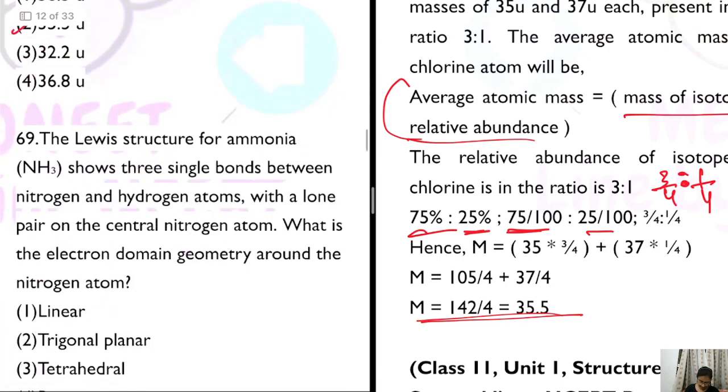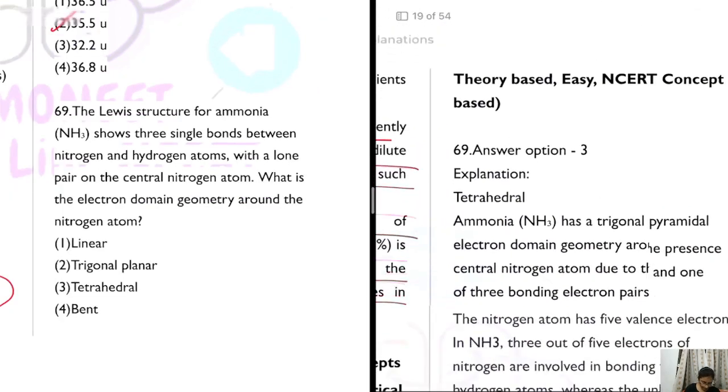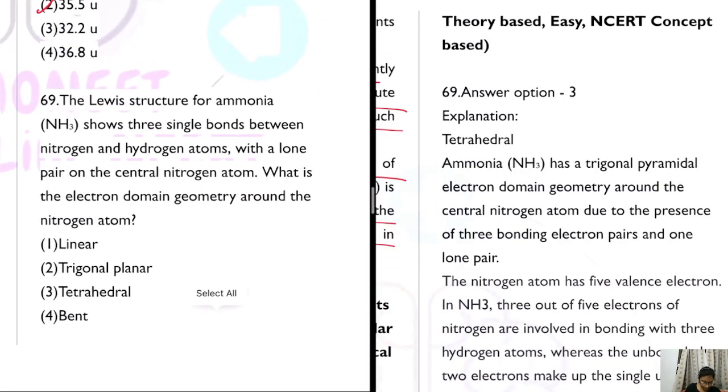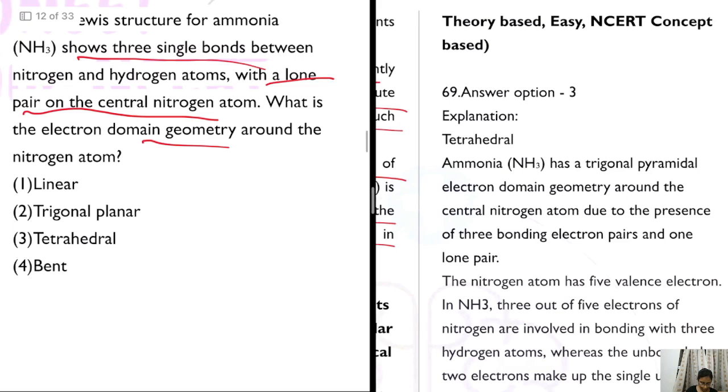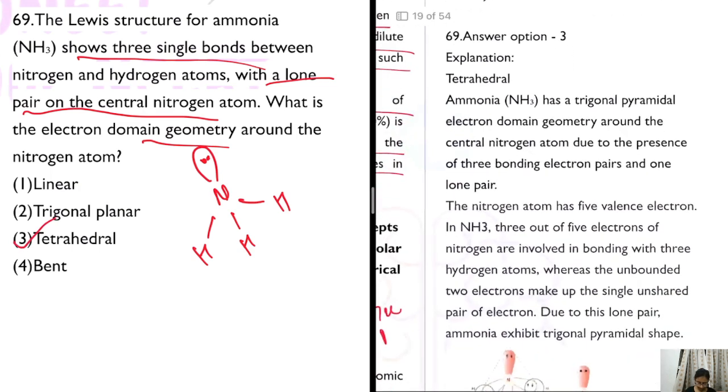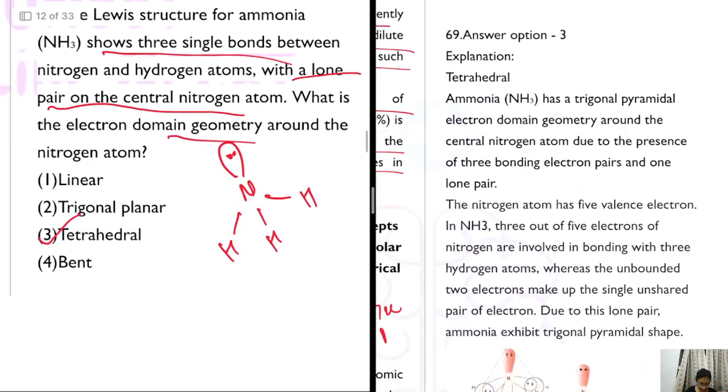Now let's see the next question. The Lewis structure of ammonia shows three single bonds between nitrogen and hydrogen atoms with a lone pair on the central nitrogen atom. What is the electron domain geometry around the nitrogen atom? See, in nitrogen, the structure geometry is like this. Okay? This is the lone pair. So it is tetrahedral. And the shape of ammonia would be trigonal pyramidal. This would be the shape. In shape, lone pairs are not counted.